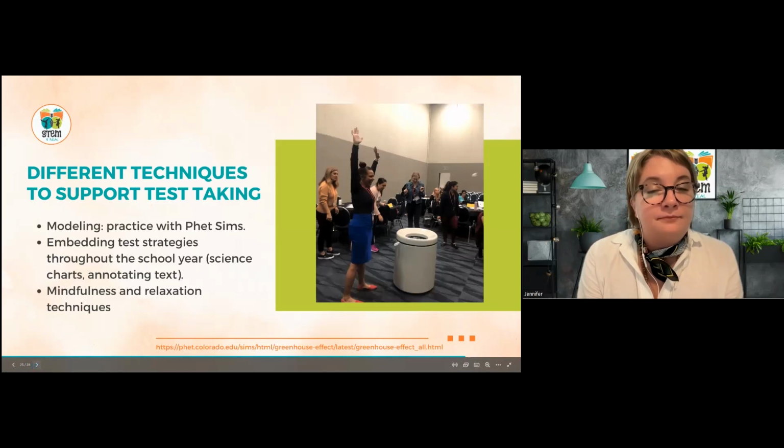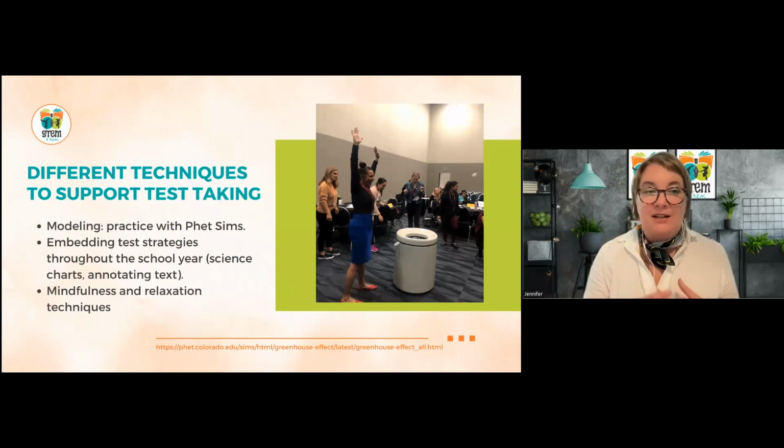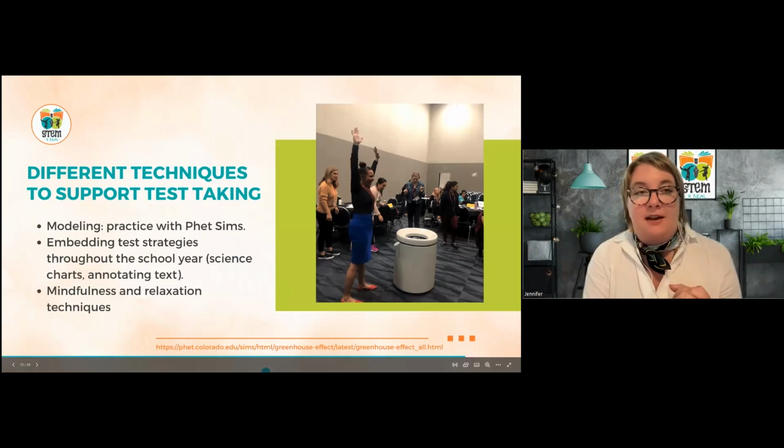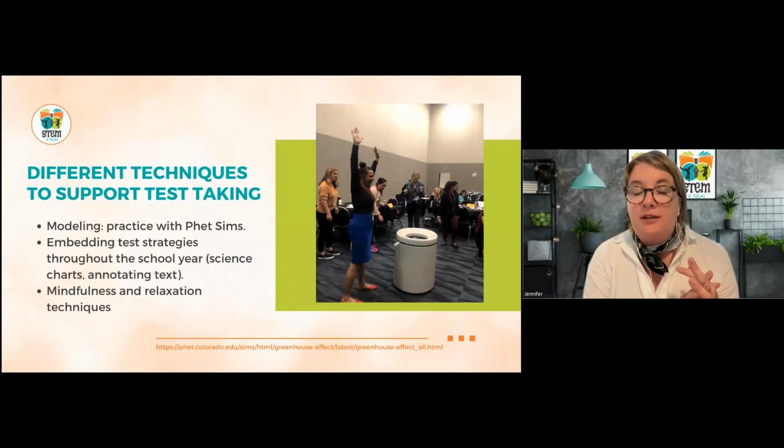And then throughout the year, once again, throughout the year, consider ways to support students. So once again, those modeling, there is a free website called PhET. And this website is a great way to introduce students to modeling. These are digital models that students can play around with and get used to that type of technology.